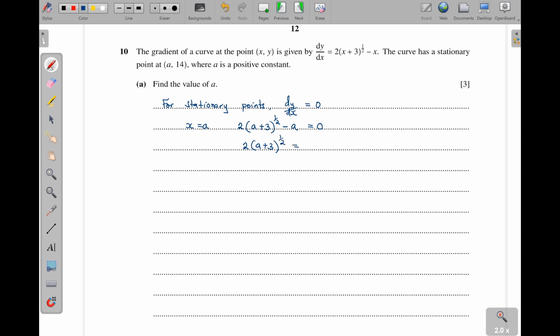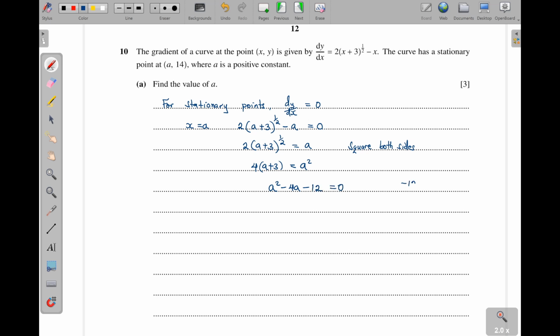Then I'll have 2 into (a plus 3) to the power half. Take this other one to the other side, and then from there we square both sides of the equation. When I square this one, of course it will be a plus 3, and when I square the 2, that one will be 4, and then here a squared. So I'll take everything this side. We shall have a squared minus 4a when we open the brackets, then minus 12, which is equal to 0.